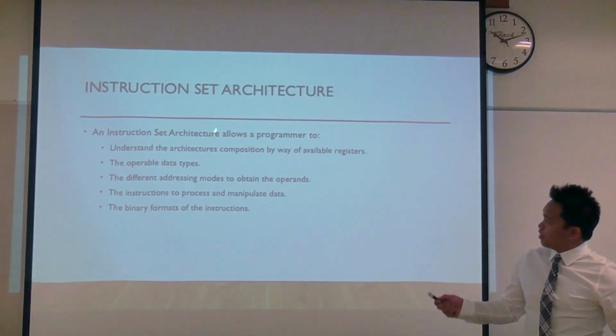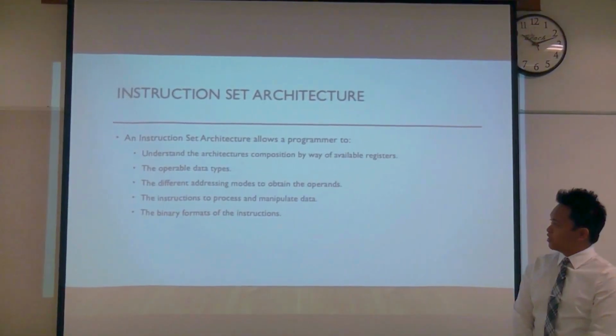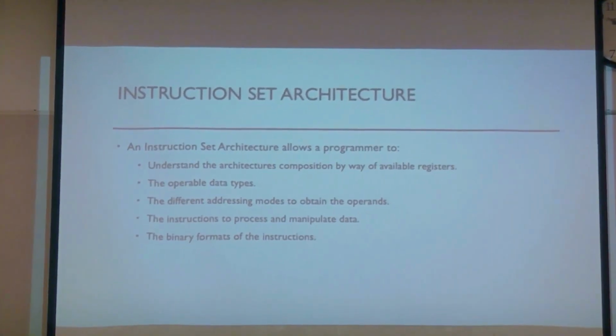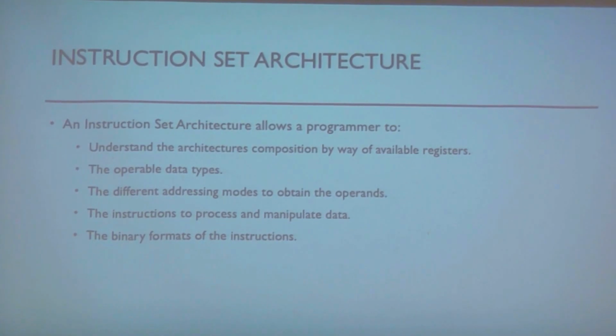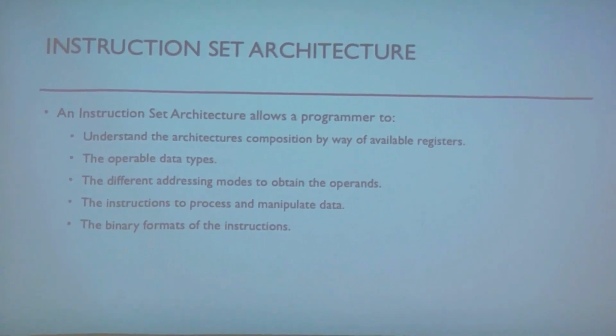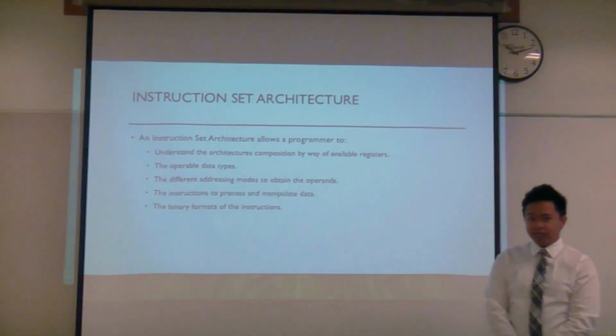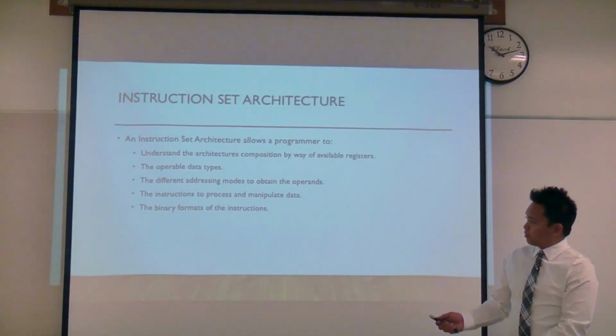So the instruction set architecture allows the programmer to understand the architecture's composition by way of available registers. We have 32. The operable data types, in my processor I have 2. The different addressing modes to obtain the operands, the instructions to process and manipulate data, and the binary formats of the instructions.